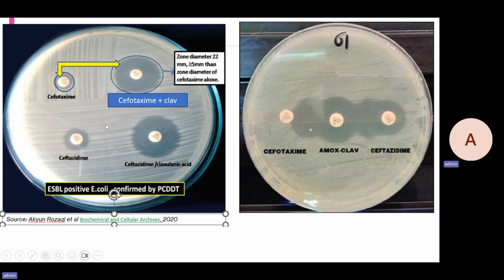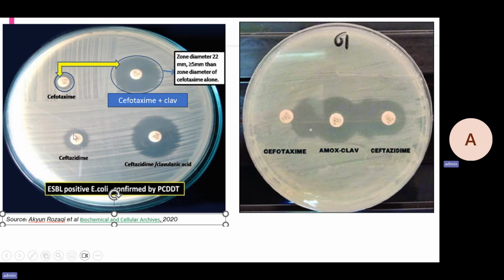There are some images that you might come across in the exam and might be asked to interpret. It might be an antibiotic susceptibility test. So here, say cefotaxime has been put in, and there is a very narrow zone around cefotaxime, but the zone around cefotaxime clavulanic acid is large. So clavulanic acid is doing something here. That means it's likely to be ESBL.